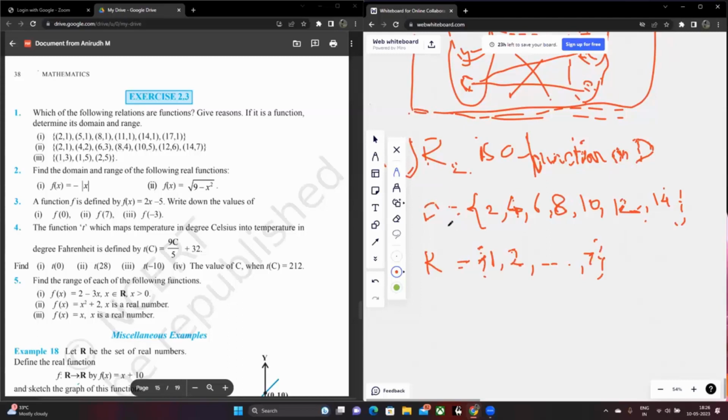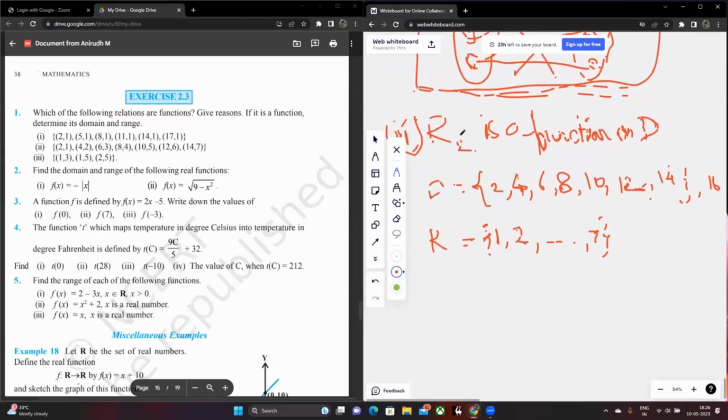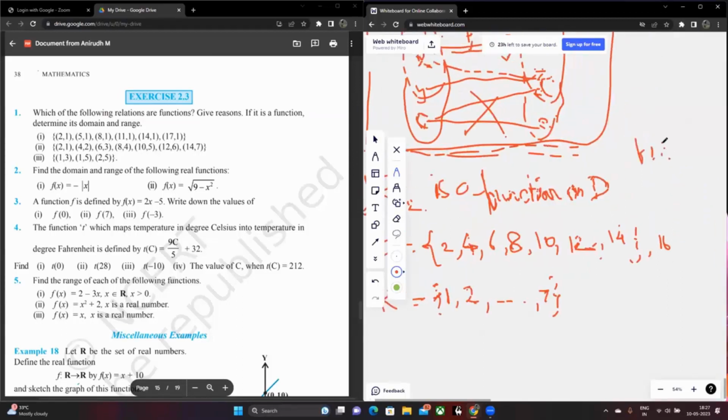So, for a function, if your domain has any extra elements, say if 16 was also an element in D, it's not, but hypothetically, if 16 is an element of D, then if 16 does not have an element in the range, it means that this relation is not a function. For a function, the entire set A should be the domain, right? If a function is defined from A to B, then the entire set A should be the domain. And the codomain does not really matter, but the entire set A should be the domain.